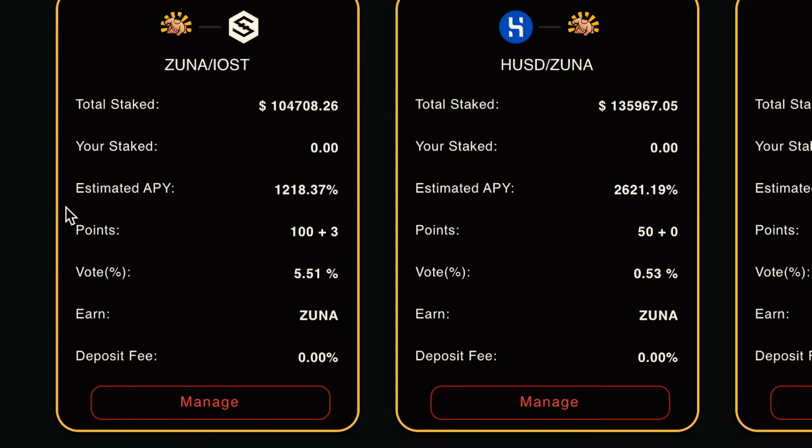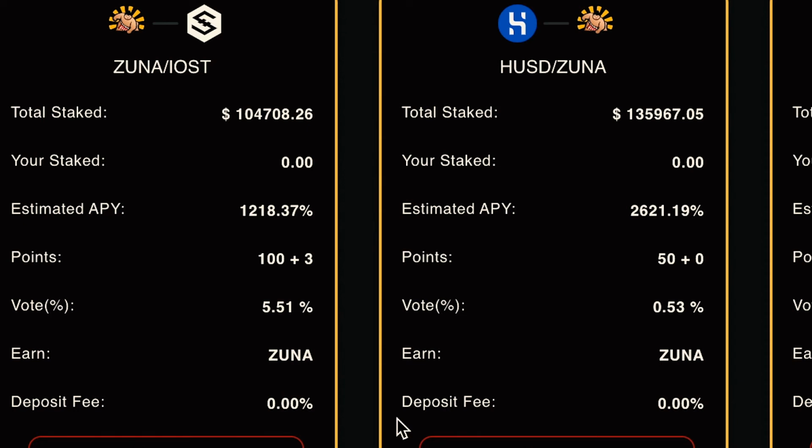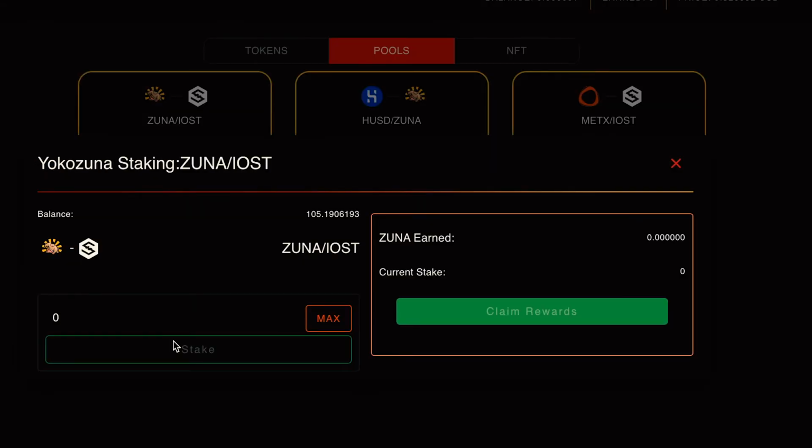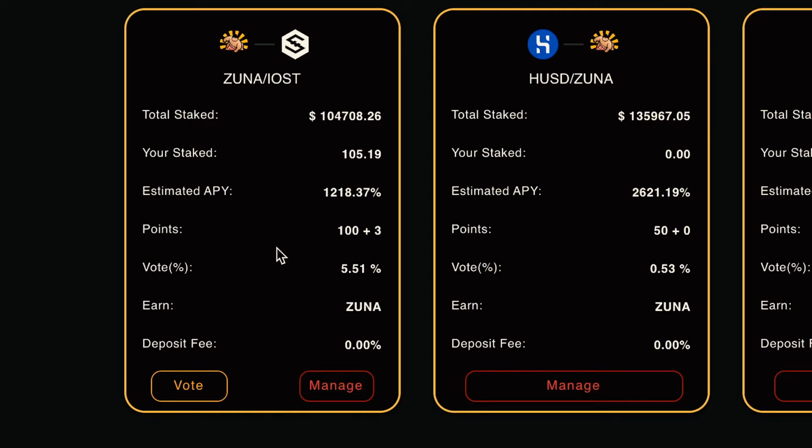So these have a much higher APY. God, they're in the thousands. Look at that, this is insane. I can't imagine they're gonna stay that high. Obviously, as more people join in, that percentage is gonna lower, but I'm gonna get in right now while I can. I've already earned Zuna tokens from staking in the pool, so I'm just gonna throw in what I can. It's gonna give me 105, I'm gonna stake it.